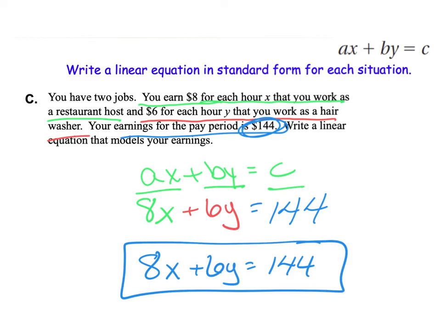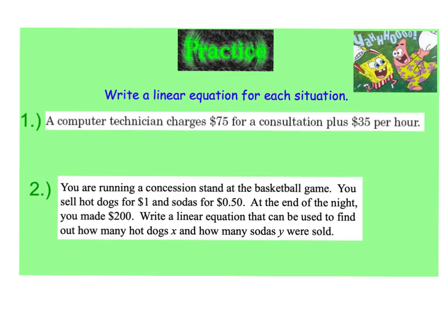So let's see how you do. Stop the video, try these 2 problems, and then come back and see if you got them right. Oh, and I'm mixing them up. So some are slope-intercept form, some are standard form. Okay, number 1, a technician charges $75 for consultation, just flat up, plus $35 per hour. Y equals that $35 per hour plus the $75 consultation.